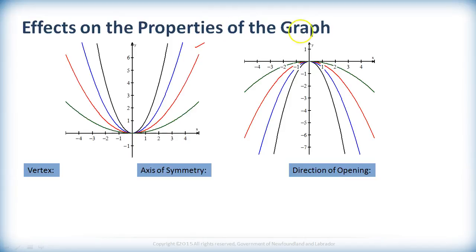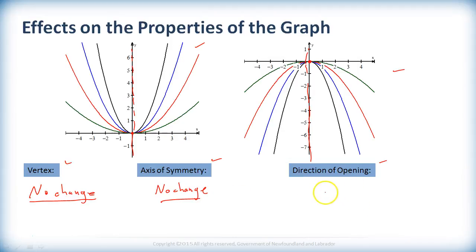Okay, so let's look at the effects on the properties of a graph. Here's a whole bunch of positive ones, and here's a whole bunch of negative ones. Does the vertex change for different values of a? Remember, vertex, axis of symmetry, and direction of opening were important features of the graph. There's no change in the vertex when we use different values of a, because every parabola, whether positive, negative, big or small, has its vertex in the same place. The axis of symmetry also always stays right along the y-axis, so the value of a doesn't change the axis of symmetry either.